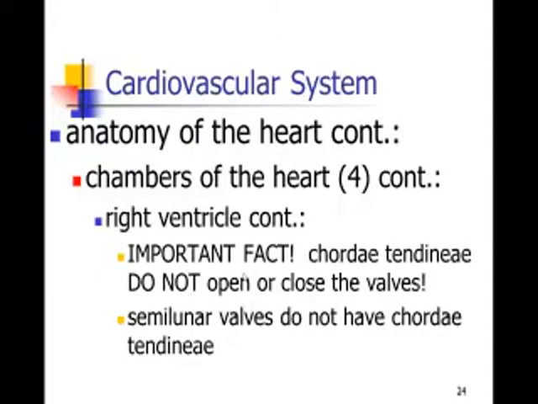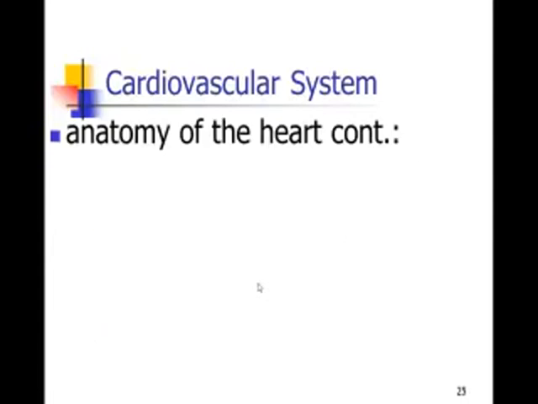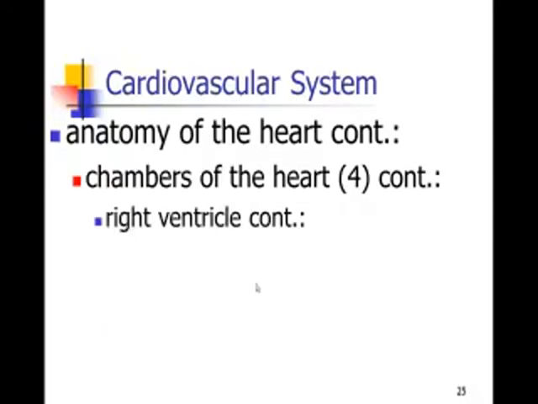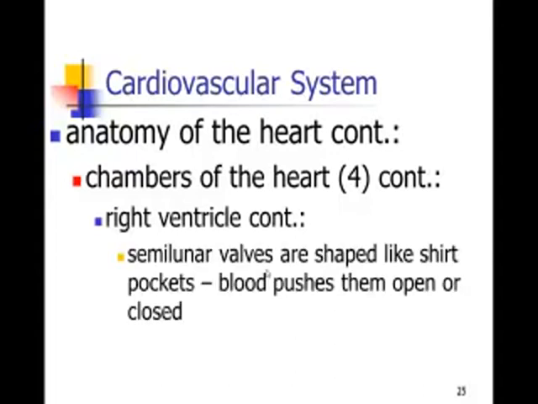Semilunar valves kind of look like shirt pockets. They don't have any chordae tendineae. There are usually 3 of these cusps for an individual semilunar valve. Okay. So I think we've talked about this actually in the semilunar valves. They're found in 2 places in the heart, but they're also found in the lymphatic system, the lymphatic vessels, and also in the veins. Okay.